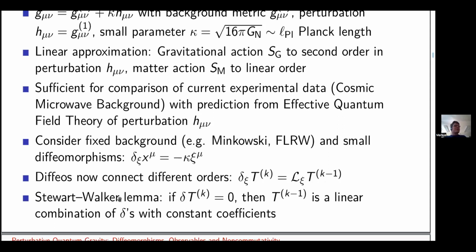But the Stewart-Walker lemma tells you that also the reverse is true. So if this quantity does not change at order k under diffeomorphisms, then the quantity at order k minus 1 is a linear combination of deltas with constant coefficients. So, okay, this is all I want to tell you about gravity, diffeomorphisms, and perturbations. So now the question is, can we use this to construct observables, things which don't vary, which have delta t_k equals 0.